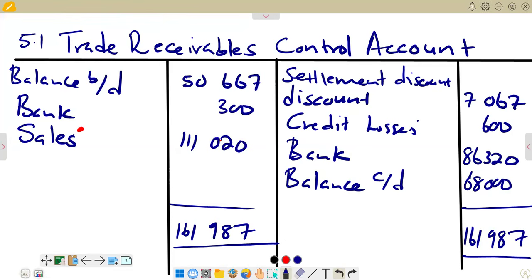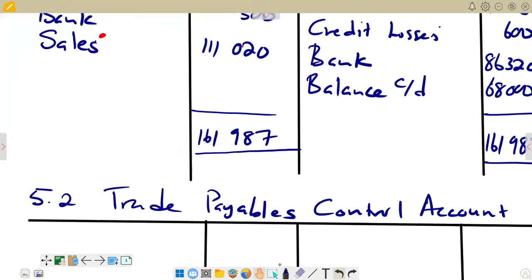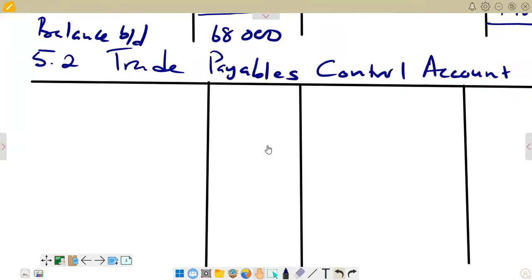So remember, we've got balance CD here, so we need to put balance BD on the opposite side below the double lines. So here we are saying balance BD, and we have 68,000. So this is what we have in terms of our trade receivables control. Then we can move on to the next account, which is trade payables control.